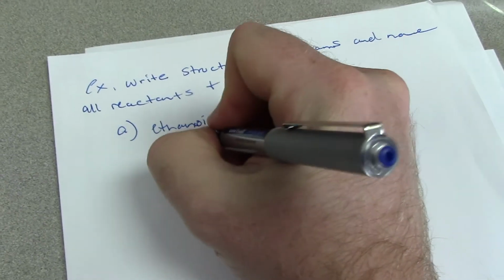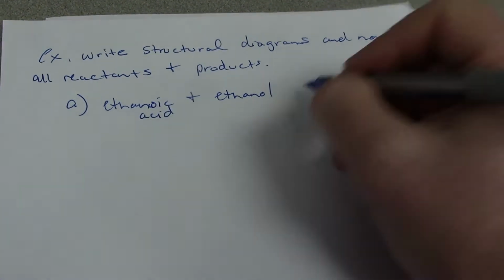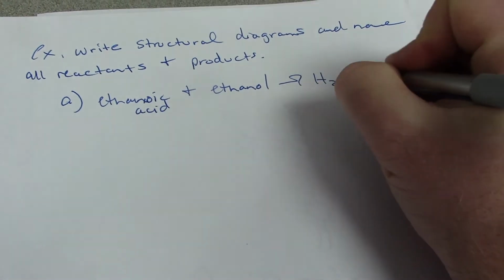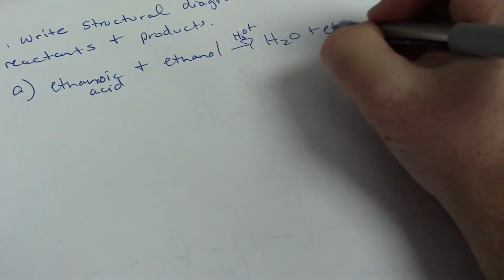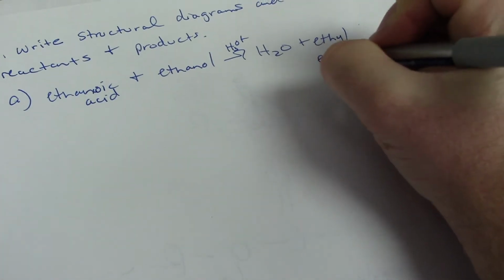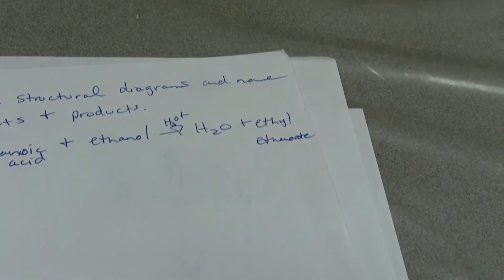So that's what reacts. You get water plus, the strong acid will treat this, and this will be ethyl ethanoate. Okay, ethyl ethanoate. So the structural formulas are going to look like this.